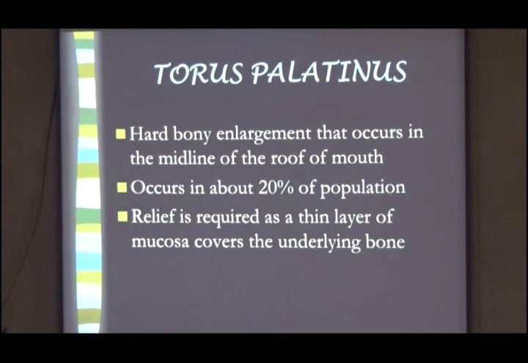So torus palatinus, these are hard bony enlargements which can occur almost in the center of the roof of the mouth. It occurs in 20% of population. Similarly here also you have a very thin layer of mucosa, so it has to be relieved.